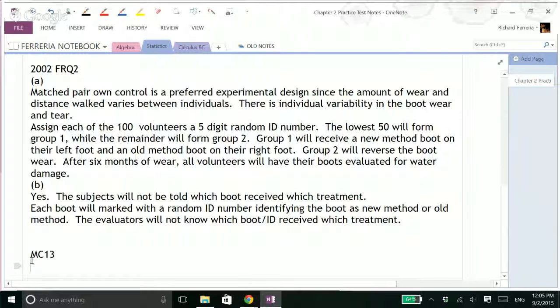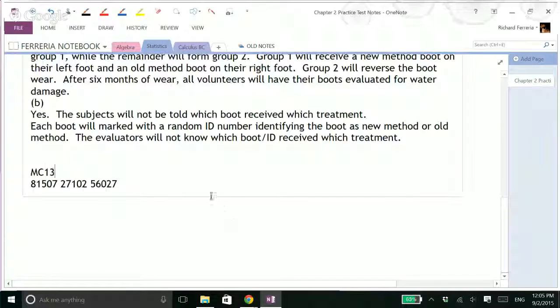Okay, so 13. Here's the idea. Can we read the first 10 digits here? We got 8, 81507, and 1. Next. 2, 4, 102. 560278. Okay, that's good. So if we're looking at a random digit table, each one of these numbers is going to represent an individual's ID.